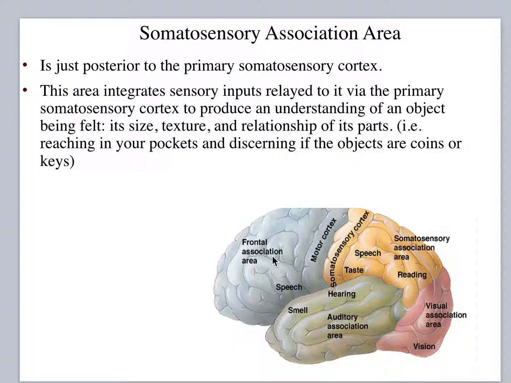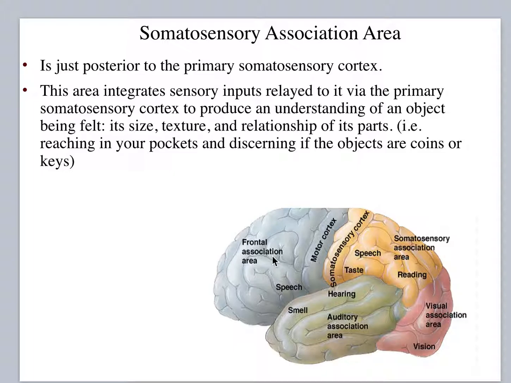Now, the somatosensory association area is analogous to the motor association area that plans the movements. The somatosensory association area integrates the sensory inputs and tries to help make sense of them, basically explaining those sensory inputs to the somatosensory cortex.